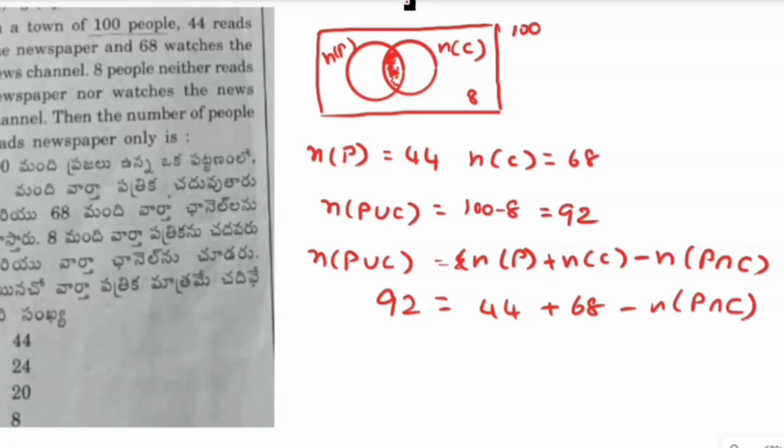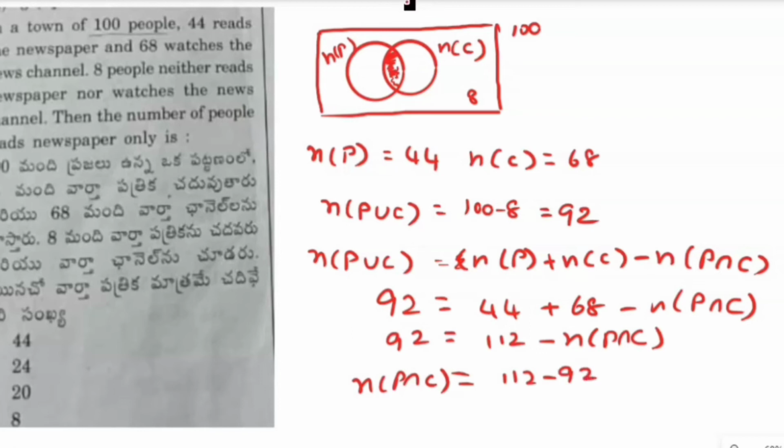So let us write n of P union C as it is. So 92 is equal to 112 minus n of P intersection C. So n of P intersection C is nothing but, bringing this side, 112 minus 92, which is nothing but 20 people. So 20 people are the ones who read both newspaper as well as news channel.